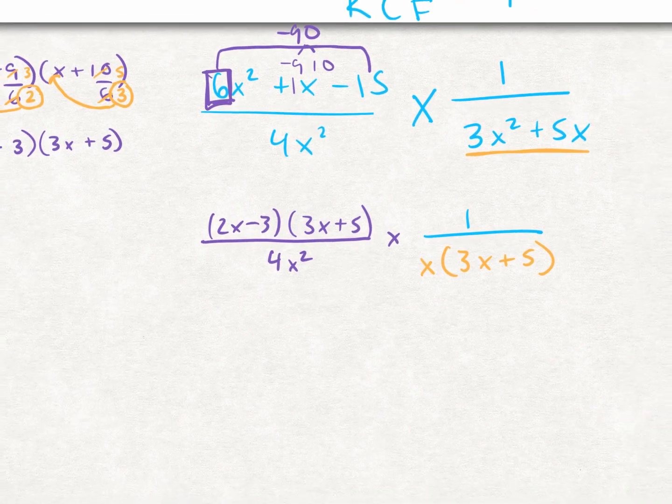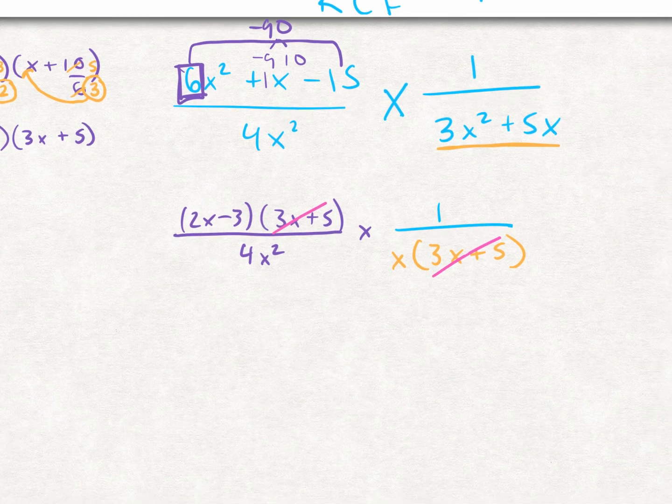Is everything factored? Yep. So let's see. Do I have anything I can cancel out? The 3x plus 5. If you have something that's the same on the top and on the bottom, you can cancel them out. But it has to be on the top and the bottom. If you had two 3x plus 5s on the bottom, they don't cancel. It has to be one on the top and one on the bottom for it to cancel. So anything else cancel?